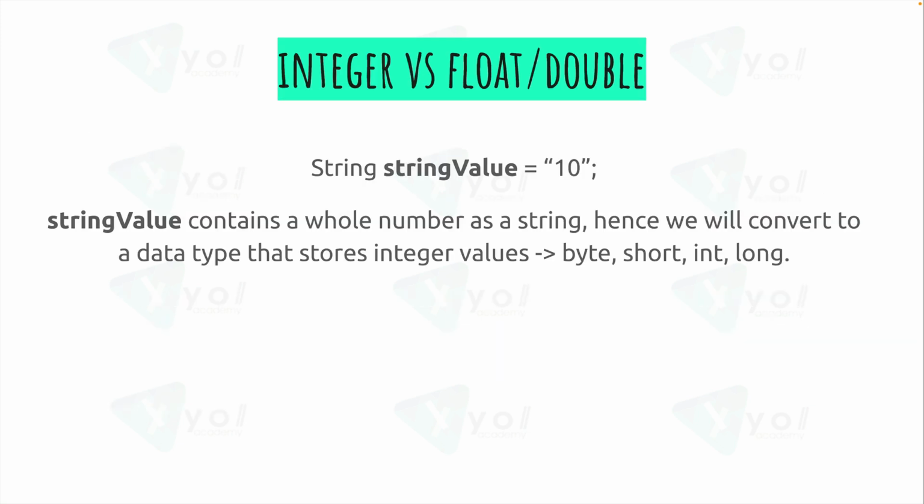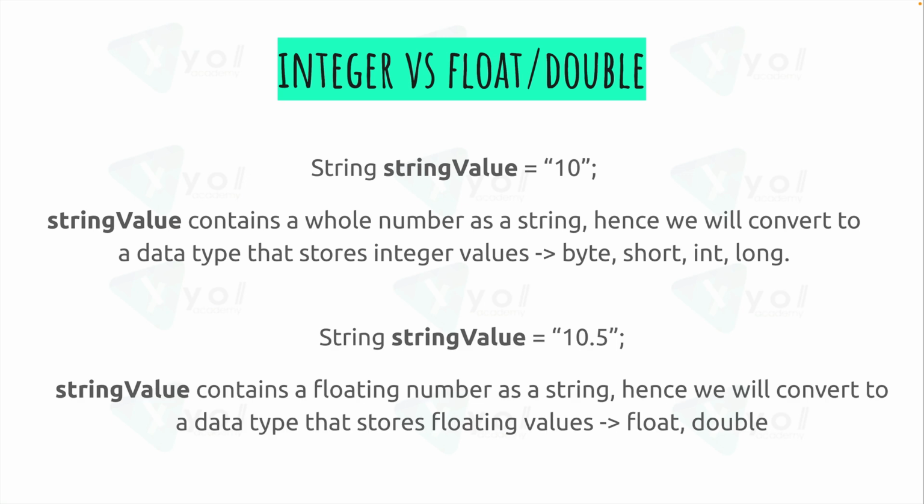Let's say we have a string value, and we assign to it a value of 10 as a string literal. Now, the string value variable contains a whole number as a string. Hence, we will convert to a data type that stores integer values: a byte, a short, an integer, or long. In the second example, the string value is now initialized to 10.5 as a string. Now the string value contains a floating number as a string, hence we'll convert to a data type that stores floating values. It might be float or it might be double.